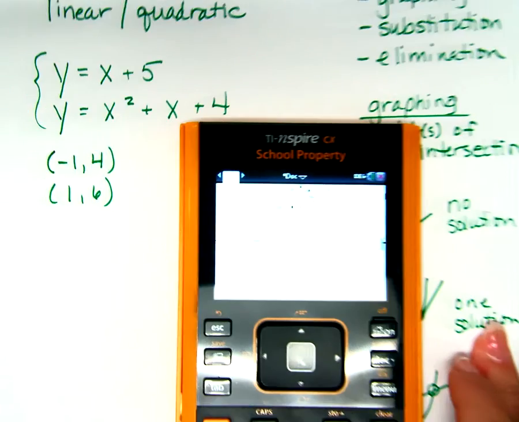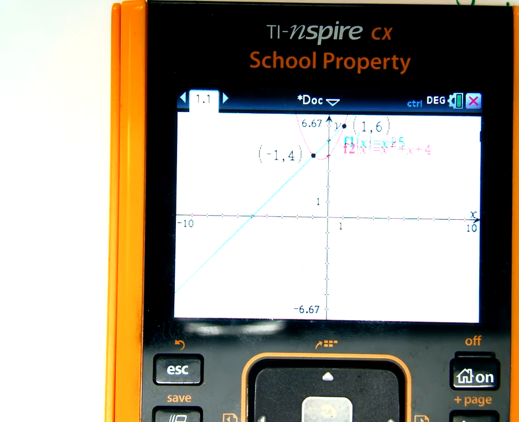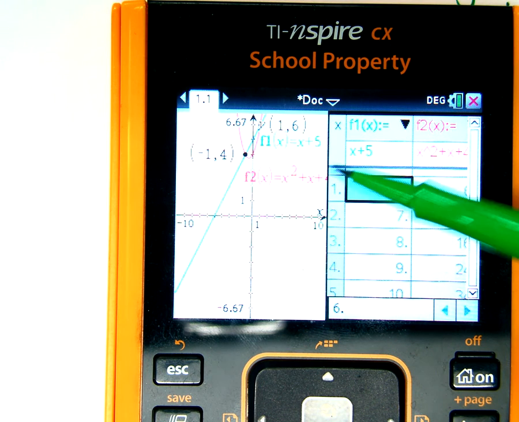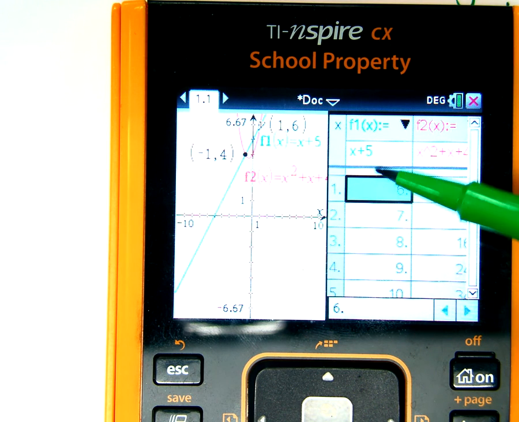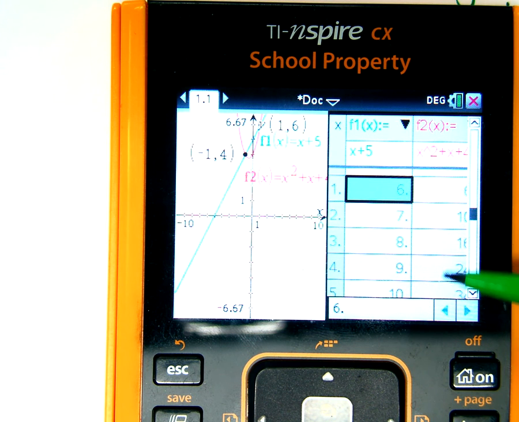Zoom back in. Control T. Here's a table. Here's my line. Here's my parabola. Here's my x value and my y value for my line. Here's my x value and my y value for my parabola. Go plot those points.